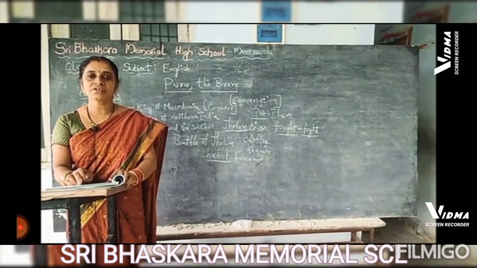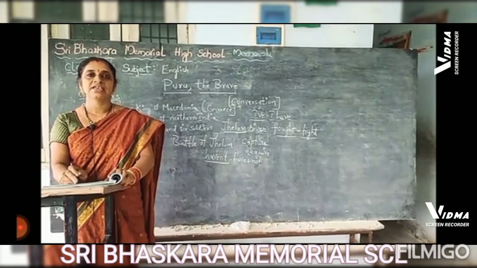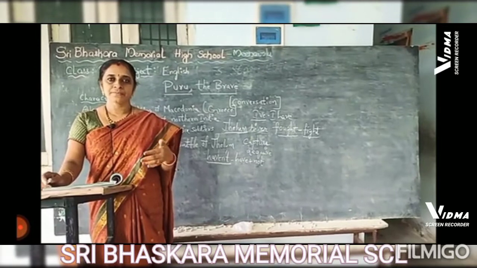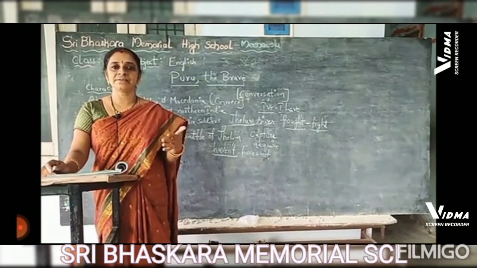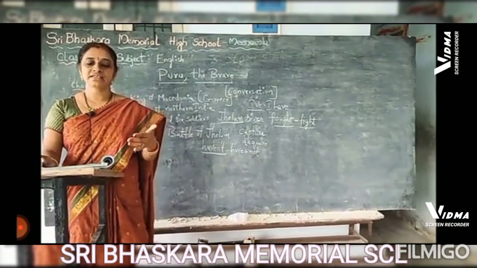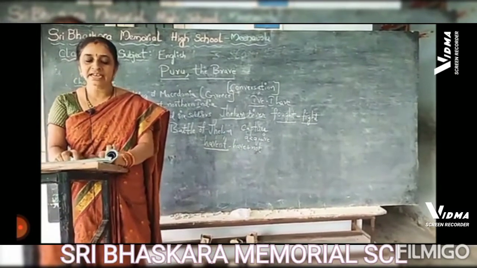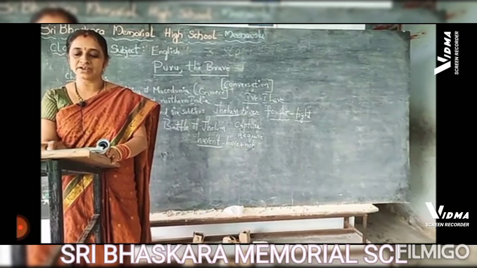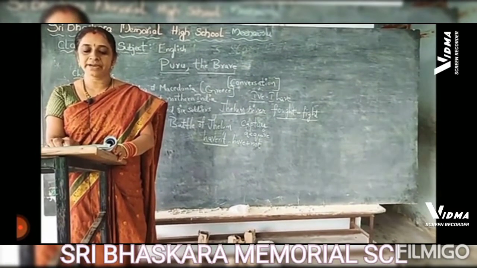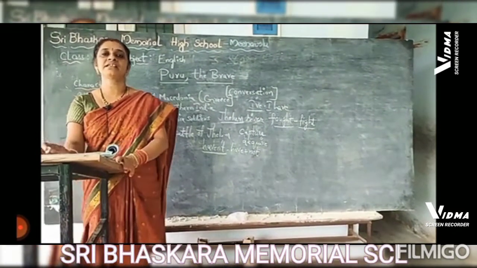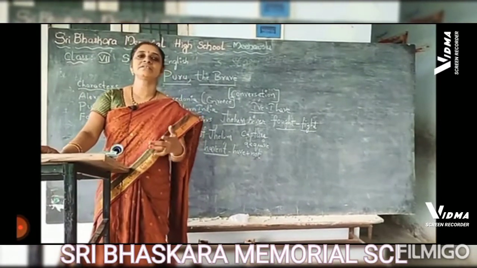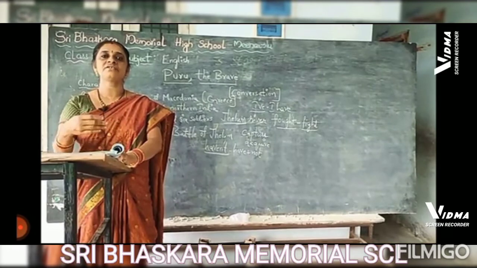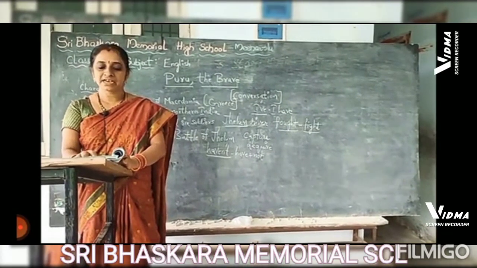Alexander: The Indians are good soldiers. Even though he is doing war with PURU, the enemy king, he is telling about their soldiers. The Indians are good soldiers. They know how to fight. They fight better than our men. What is Alexander telling? Indian soldiers are very good at fighting. They fought better than our soldiers.